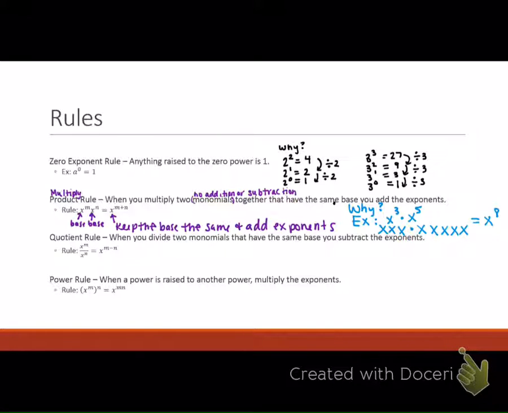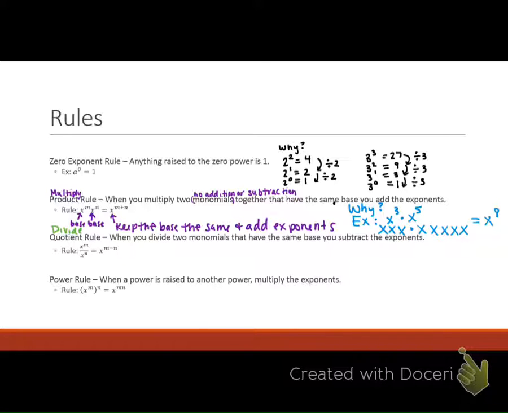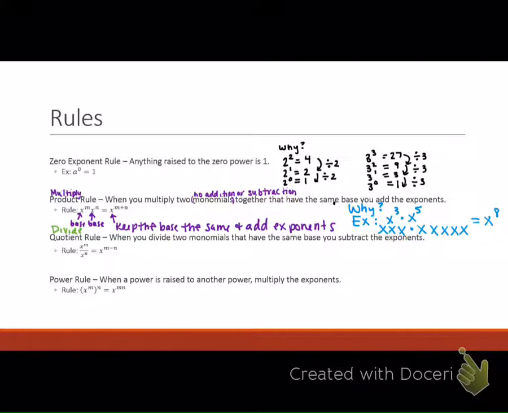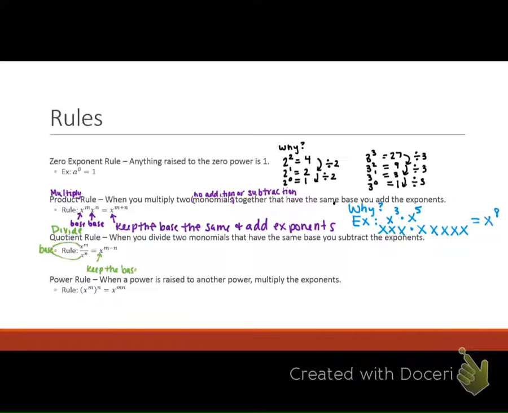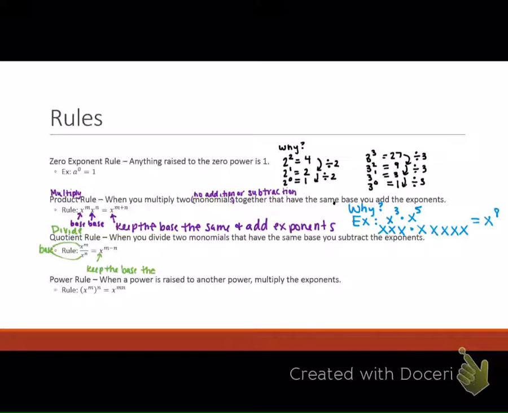All right, quotient means to divide. So when you divide two monomials, remember monomials have no addition or subtraction, that have the same base, you subtract the exponents. So this is the base. M and N are the exponents. Notice we keep the base the same and subtract the exponents.